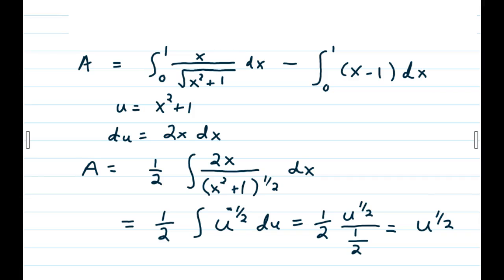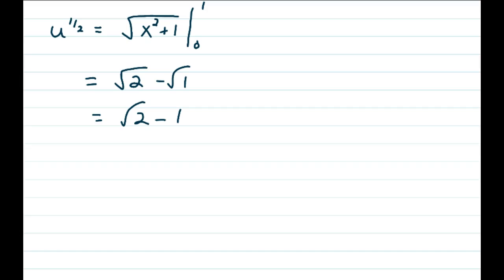We use the power rule, add 1 to a negative half, we get positive 1/2. Divide by the same 1/2, we have 1/2 u to the half over a half. Cross out those halves, and at this point, we have u to the half. Finish up that first integral. We replace u with x squared plus 1, change that half back into a square root. So u to the half is equal to the square root of x squared plus 1.